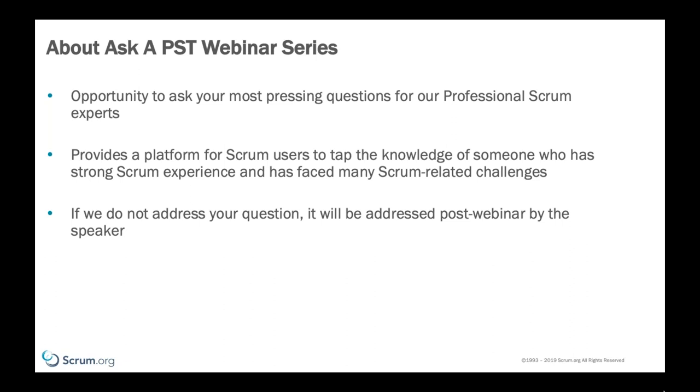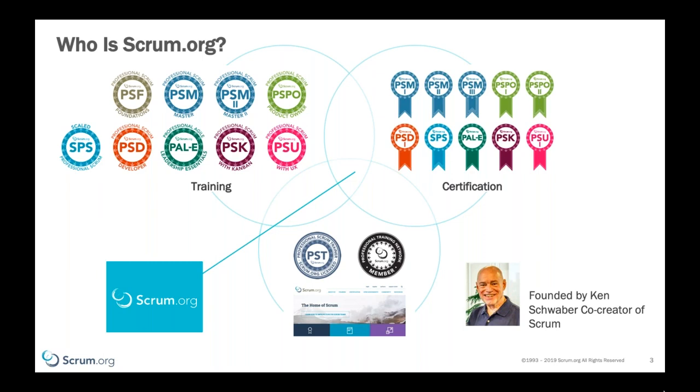Next slide. So just briefly, who is Scrum.org? Scrum.org was founded by Ken Schwaber, who is the co-creator of Scrum, and he continues to lead our organization as our chairman. I talked to him actually last night. So Ken is doing well, continuing to work on and improving Scrum.